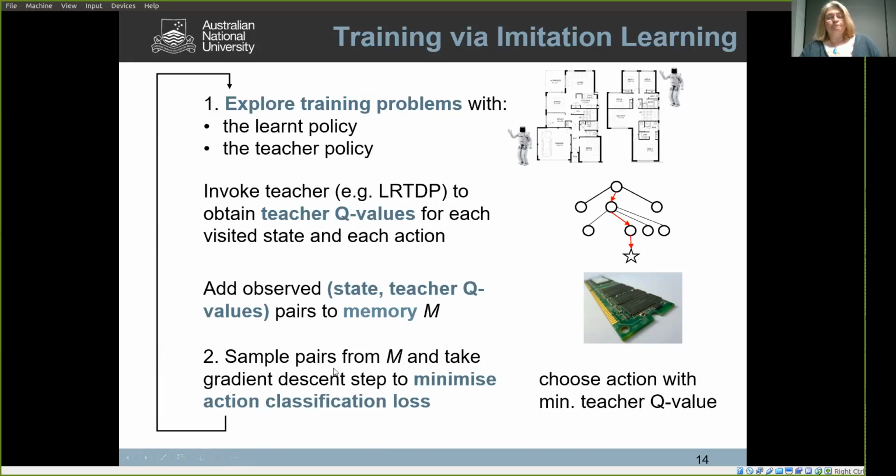So in the weight update phase, we sample mini batches of state and Q value pairs from the memory. And we use them in order to learn to classify actions as being those that the teacher planner would choose. So the teacher would choose actions with minimum Q value. And we incentivize the network to follow the teacher by minimizing the cross-entropy action classification loss.